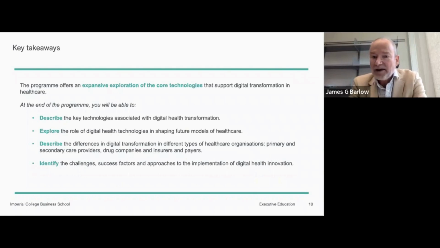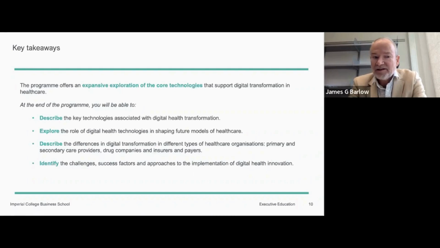So by the end of this program, you'll be able to say something about the key technologies associated with digital health transformation. You'll be able to say something about how they're reshaping models of healthcare going forward into the future. You'll be able to say something about the differences between digital health transformation in different types of healthcare organizations, and I'll come back to that in a moment later in the presentation.